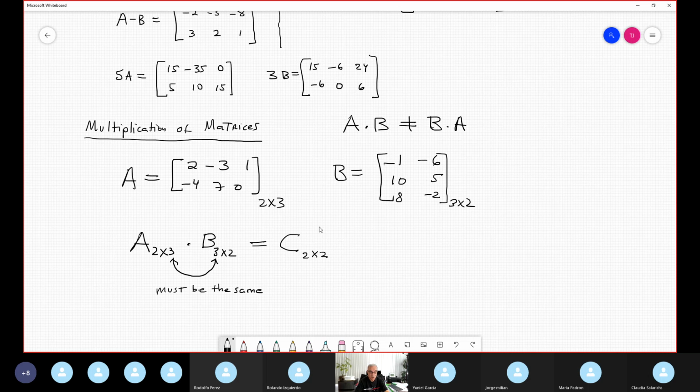Where do this 2 and this 2 come from? This 2 is this 2. And this 2 is this 2. This is a rule.